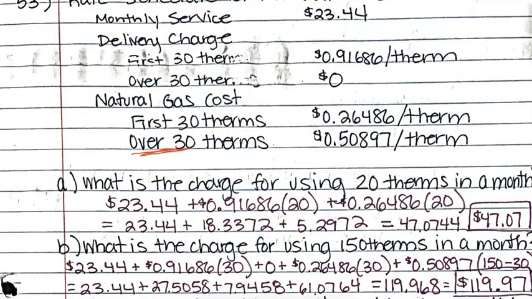So part A said, what is the charge for using 20 therms in a month? So I showed my work in pieces. Monthly service plus delivery at 20 therms plus the cost of the natural gas of 20 therms. Only the lower rate. There is no higher rate because it's less than 30. So then I simplified all of that, and because we're talking about money, I rounded that to the nearest cent.